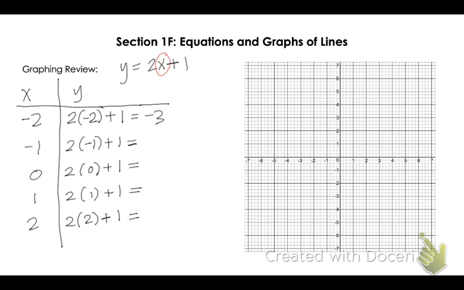So when I plug in negative 1, I get 2 times negative 1 is negative 2, plus 1 is negative 1. Then 0 plus 1, 2 plus 1, 4 plus 1. What this table is doing is giving me a y coordinate for every x coordinate. So when I plugged in negative 2, I got negative 3. That means the point negative 2, negative 3 is on the graph of my equation. So I'm just going to go down and make these all into points that we're going to plot on the graph.